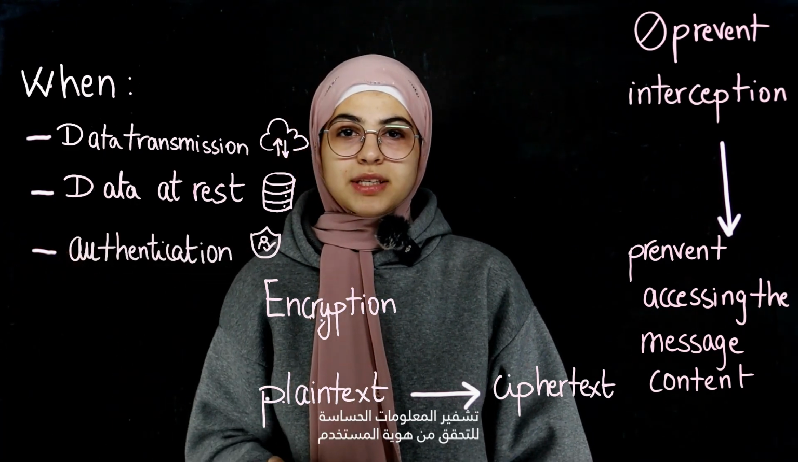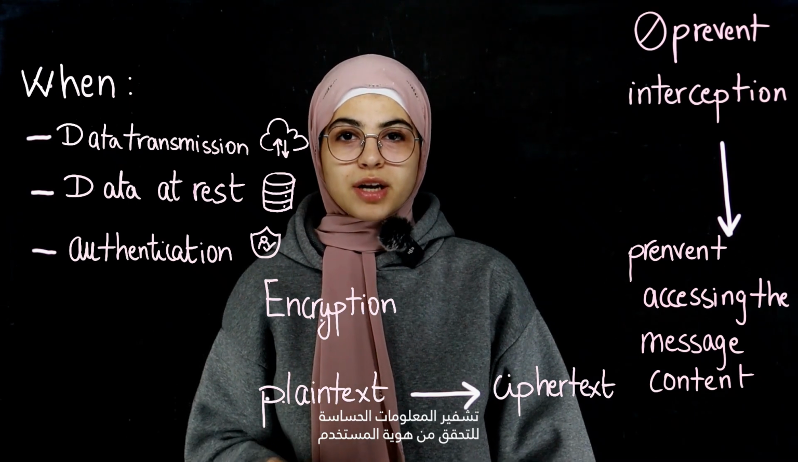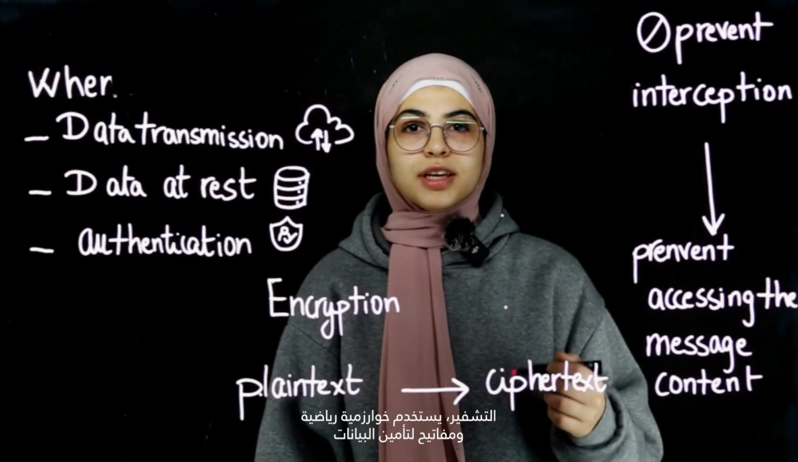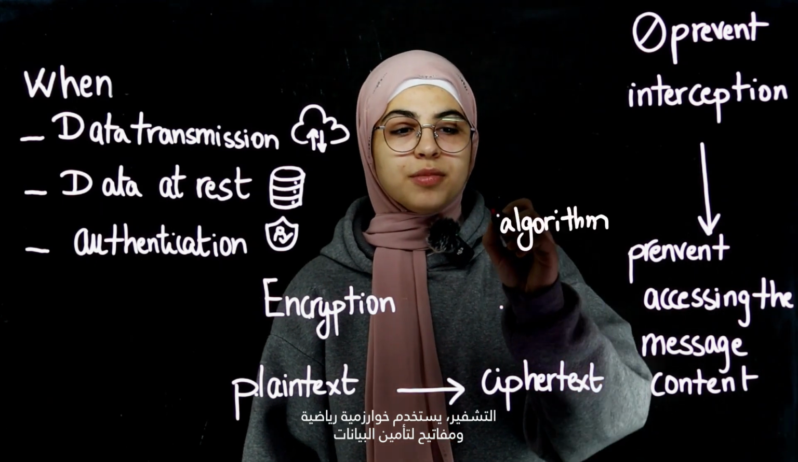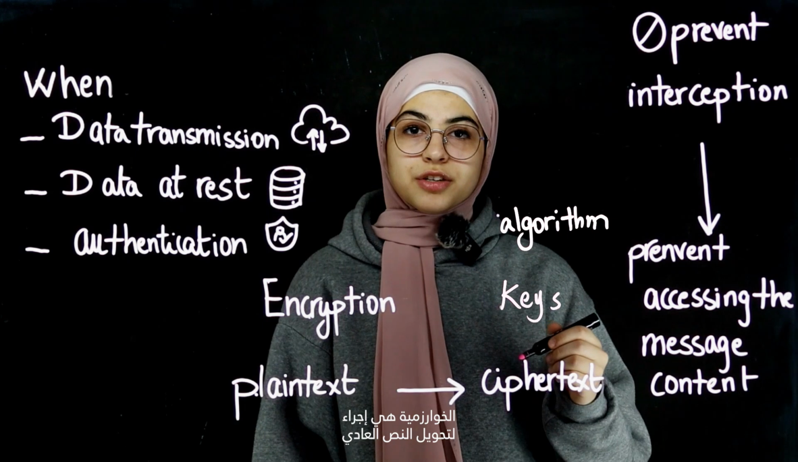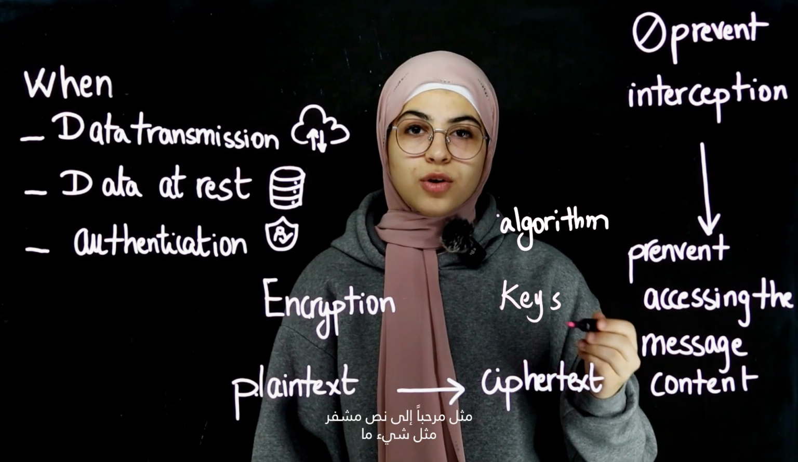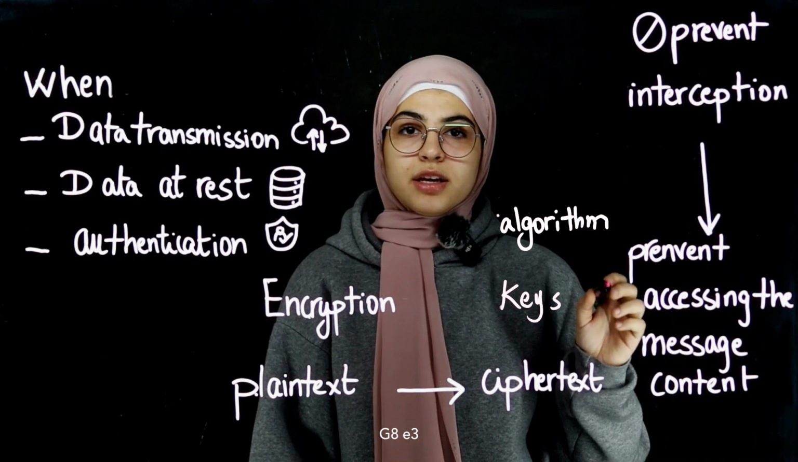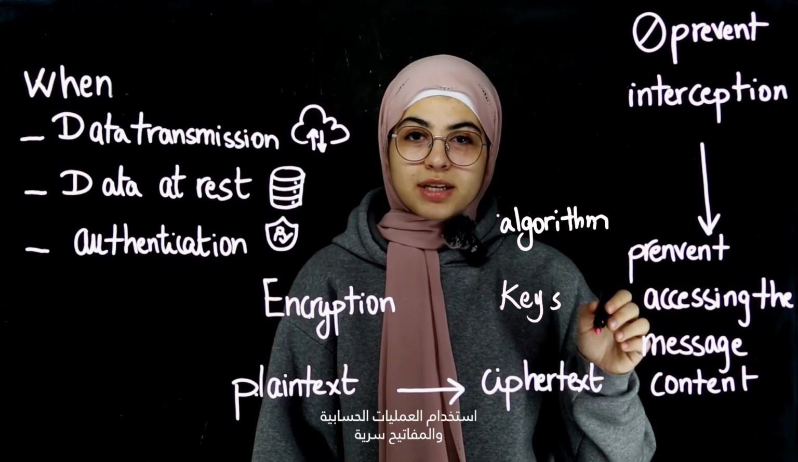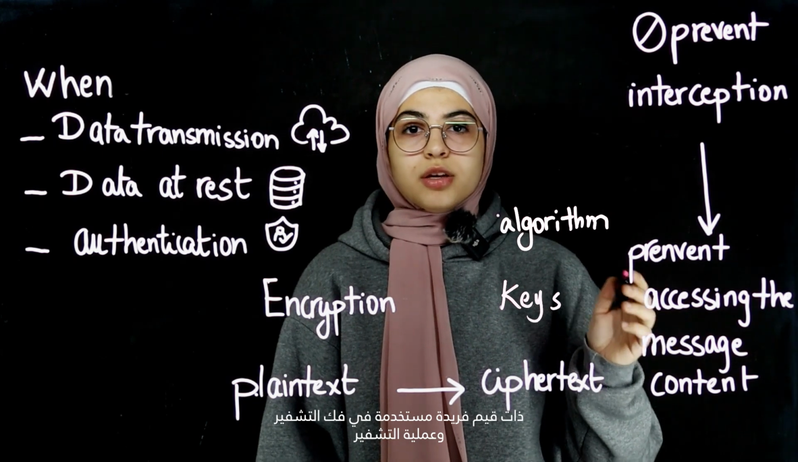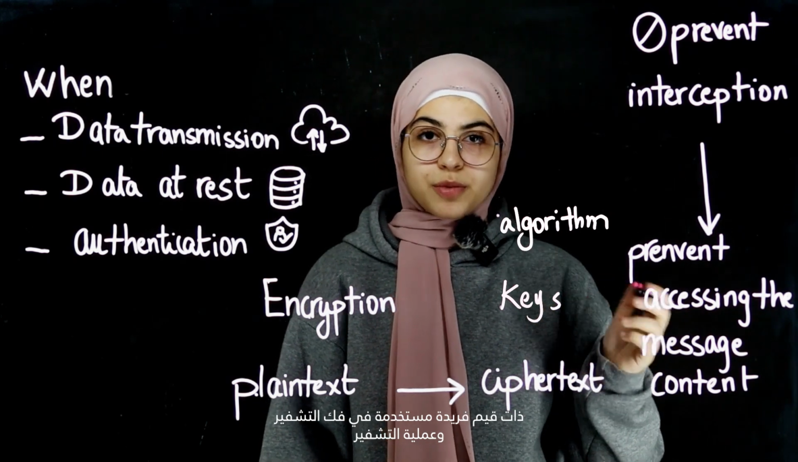Authentication: encrypting sensitive information to verify user identity, like hashing passwords before storing them in the database. Encryption uses mathematical algorithms and keys to secure data. Mathematical algorithms are procedures for transforming plain text like hello into ciphertext like D8E3L2, using mathematical operations, and keys are secret and unique values used in the decryption and the encryption process.